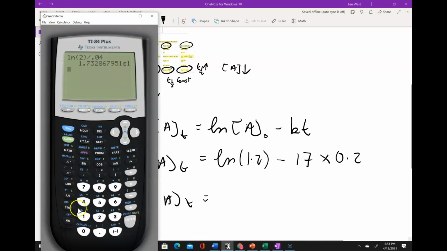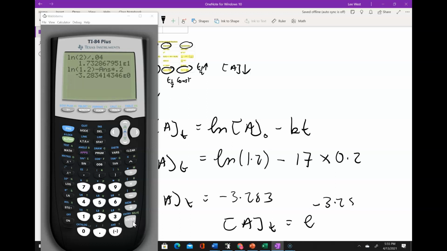Now, it's kind of nice we don't have to use the rounded value for the rate constant. So log of 1.2, because that was the original amount, minus, and then I'm just going to bring the answer back from before because that's the rate constant, times 0.2. And there we go, minus 3.283. But that's the log of it. So e to the minus 3.283 will give us what we want.